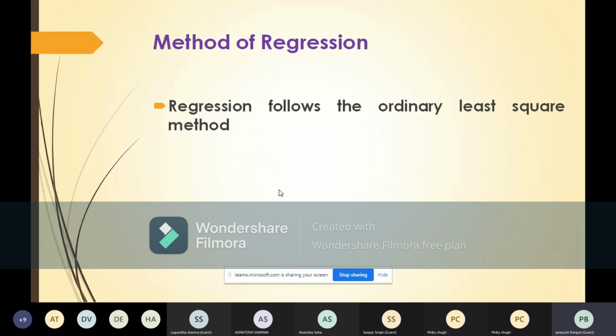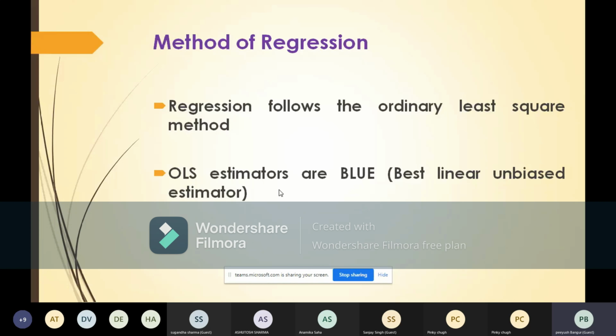It generally follows the ordinary least square method. Although I am not discussing what exactly ordinary least squares is, when it comes to the software, you have to choose the ordinary least square method. Now, OLS estimators are BLUE. They are also known as best linear unbiased estimators.